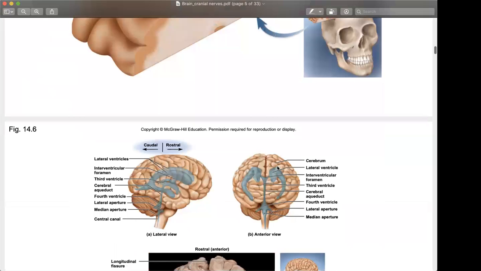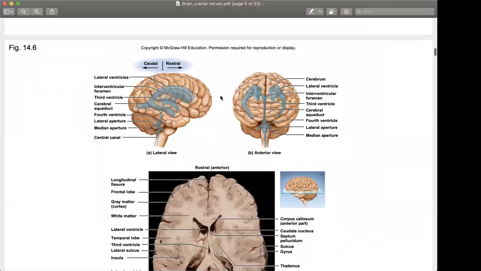But just know the three maters. Okay, I thought I had one. So here is a diagram. You see this blue here on the brain. This is kind of a diagram of the space that is your ventricles.